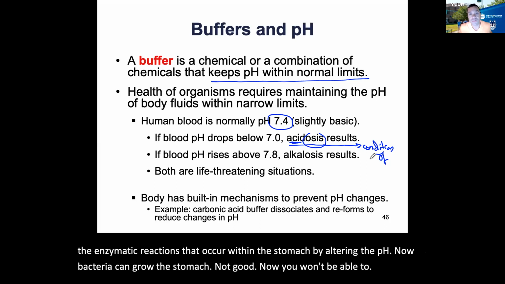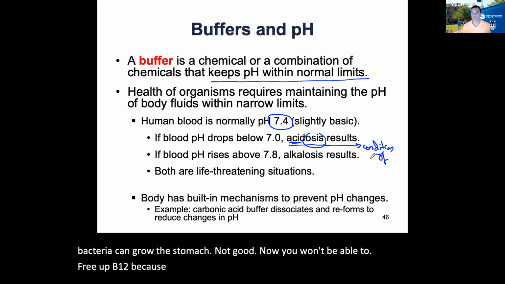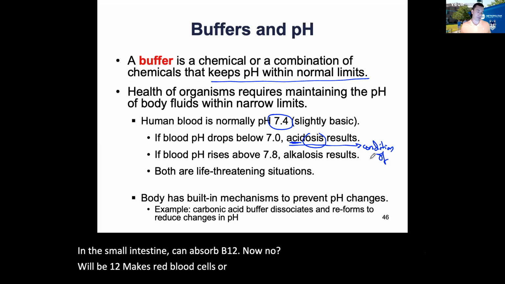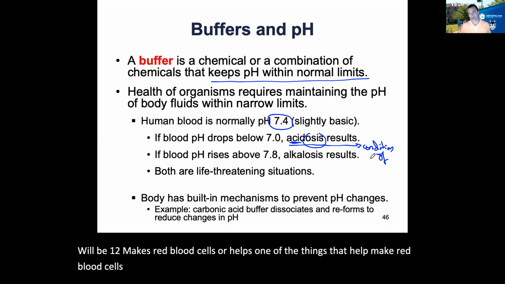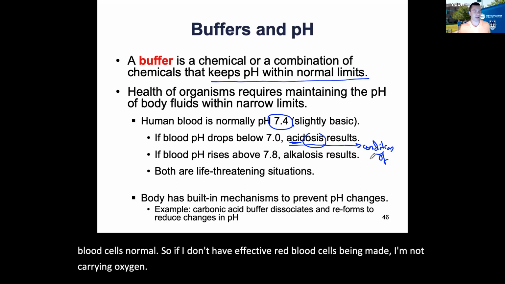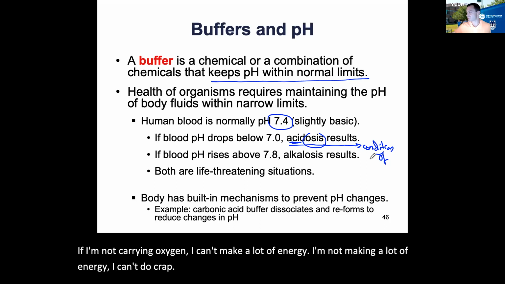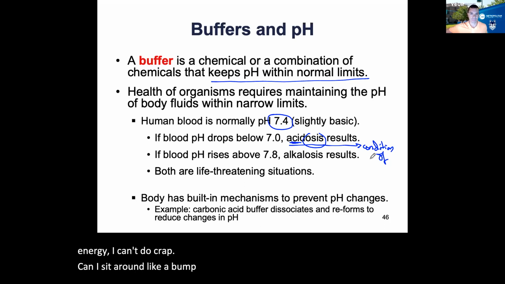Now you won't be able to free up B12 because you've made it too alkaline in that stomach. And the small intestine can't absorb B12 now. Well, B12 is one of the things that help make red blood cells normal. So if I don't have effective red blood cells being made, I'm not carrying oxygen. If I'm not carrying oxygen, I can't make a lot of energy. And if I'm not making a lot of energy, I can't do anything. I just sit around like a bump on a log all day long, because I don't have energy to get up and be active, okay?